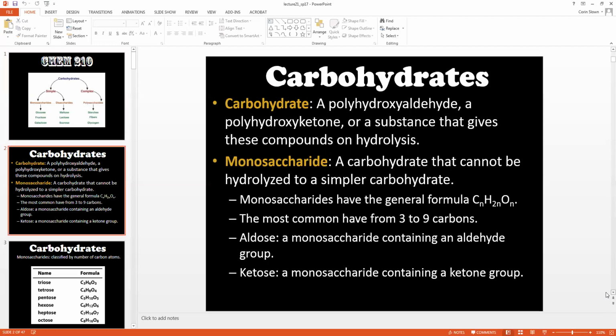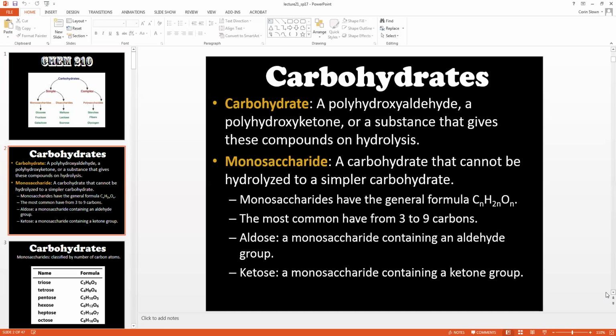So when we think about a carbohydrate, what are we really talking about chemically? So this is a polyhydroxy aldehyde, so multiple alcohol functional groups and an aldehyde, or a polyhydroxy ketone, multiple hydroxyl groups and a ketone, or some type of substance that's going to give these compounds if hydrolysis, or the addition of water as a mechanism, is included.